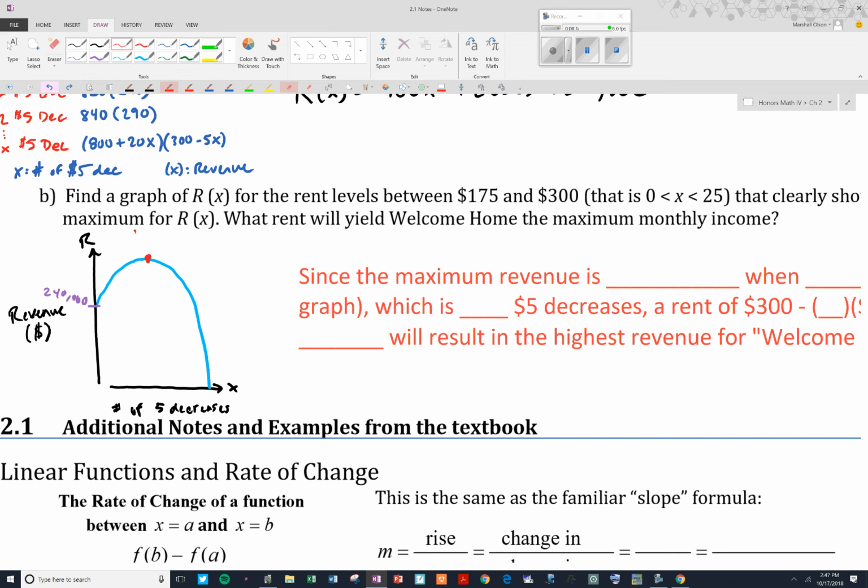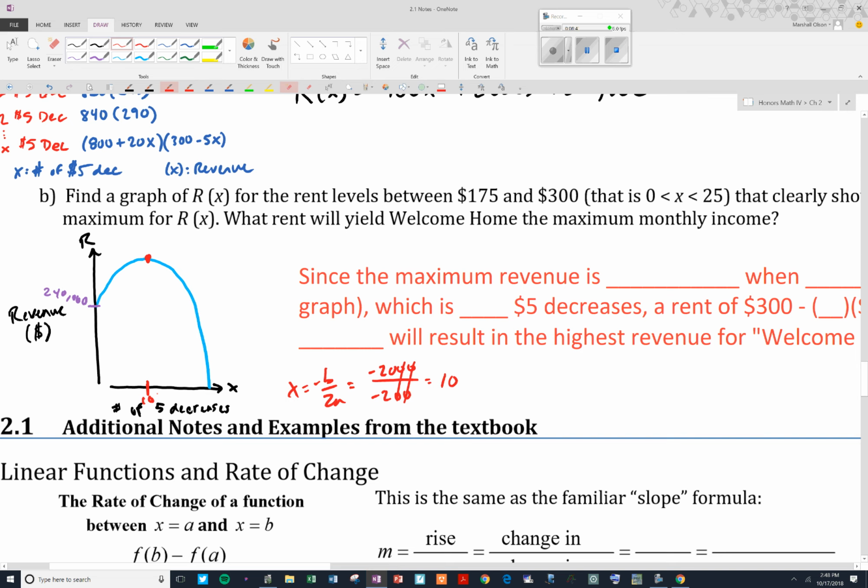Now, if you don't have a graphing calculator and you just want to do this by hand, remember to find the x value of that vertex, find out what this value is right here, you would just do negative b over 2a. Okay, negative b over 2a in this case would be negative 2,000 over 2a, which would be negative 200. So this is just going to be negative 20 over negative 2, 10.